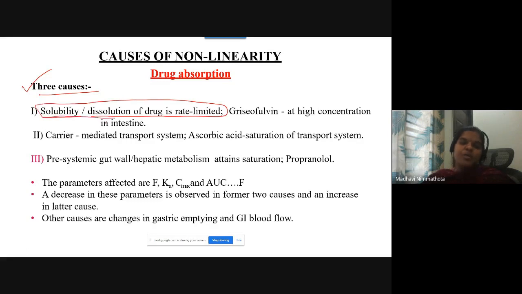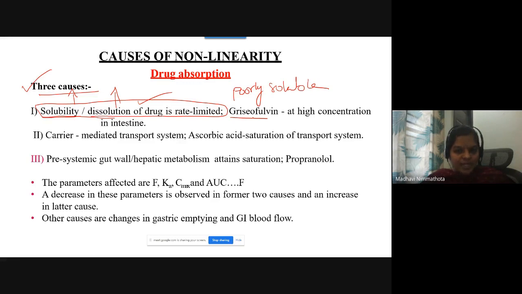So for which type of drugs does this phenomenon happen? Once you recollect your drug absorption topic, which type of drugs will exhibit this kind of phenomenon? Solubility or dissolution. If the drug is more soluble, the dissolution is also more. So this phenomenon is said to be rate limited. In case of poorly water soluble drugs, griseofulvin is a poorly water soluble drug. So this is said to be solubility or dissolution rate limited.